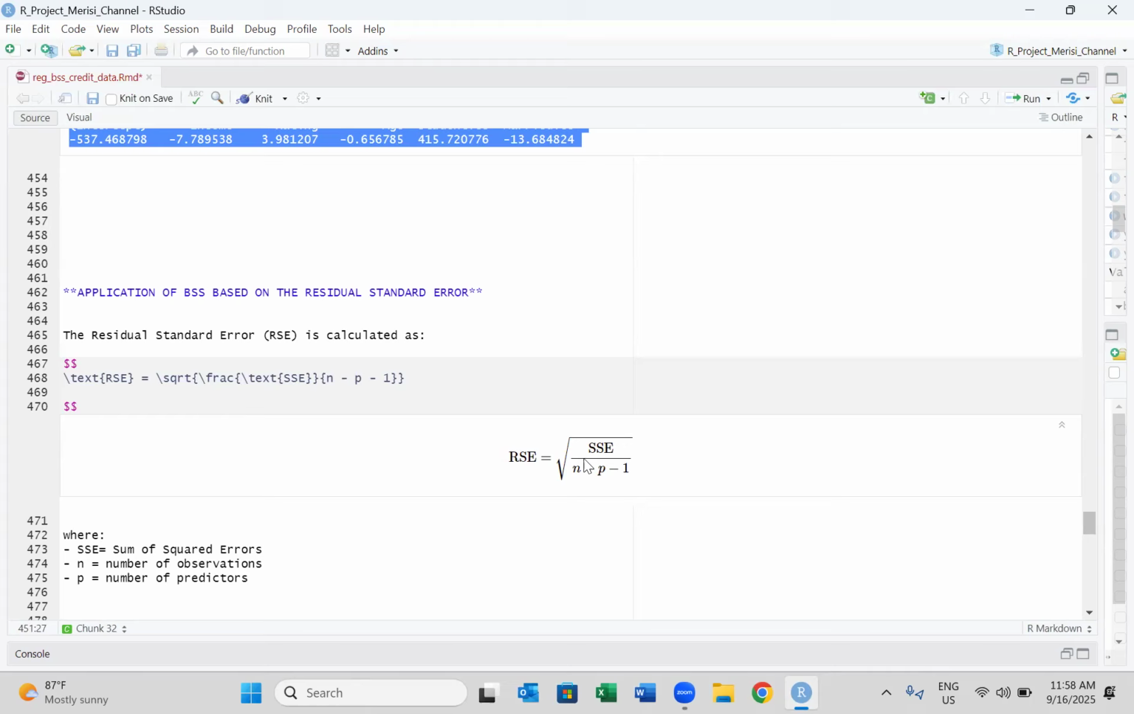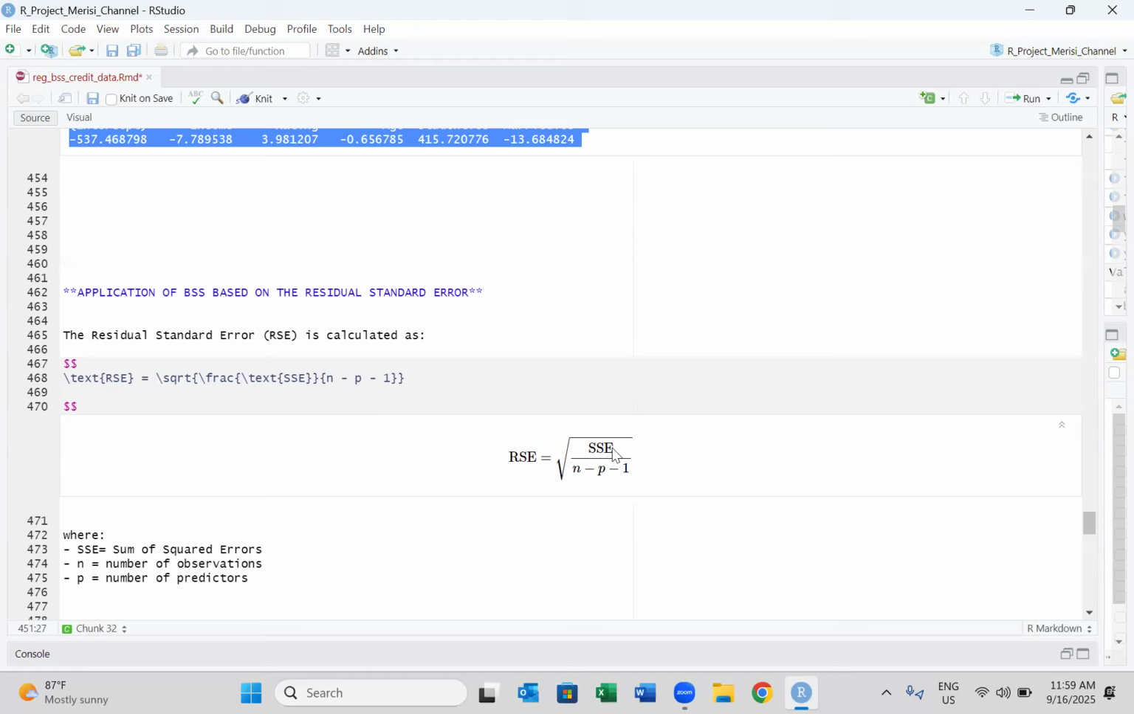Now, RSE is a metric, as I said earlier, that adjusts for overfitting. Why? Notice that RSE is the division between SSE and this quantity, n minus p minus 1. Guess what? If you add more predictors to an equation, SSE decreases.